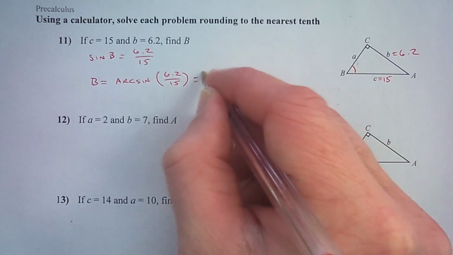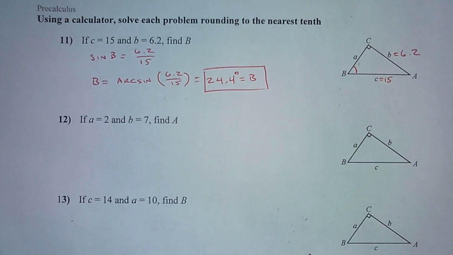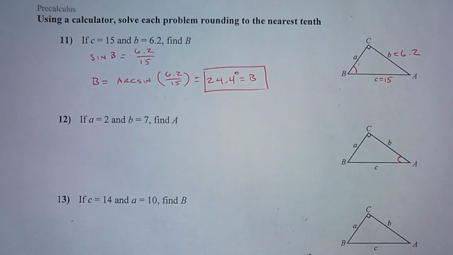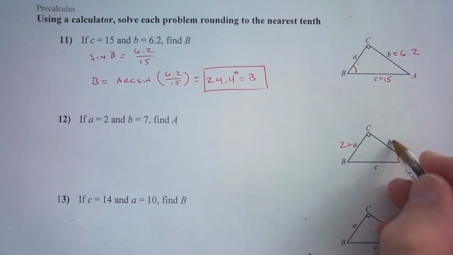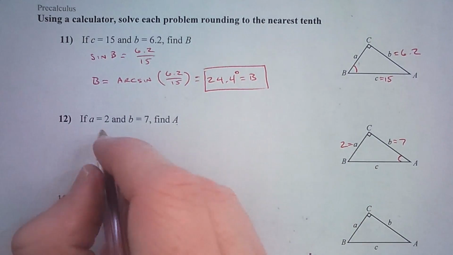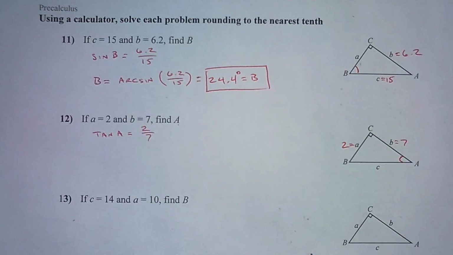24.4 is the measure of angle B, and because it's an angle measure, we want that in degrees. Okay, here we're finding capital A, so that's an angle again, and lowercase a here is 2, b is 7. So this time we have opposite and adjacent, so that's tangent. Tangent A equals opposite over adjacent.